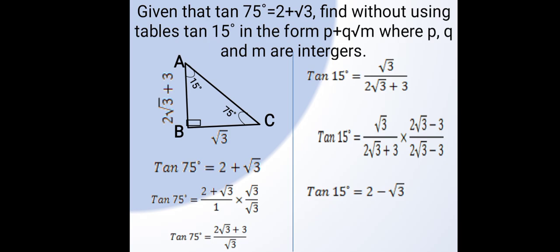Now tan 75 degrees is gotten by taking the opposite side over the adjacent side. Now if tan 75 is equal to 2 plus the square root of 3, it means that the opposite side is 2 plus the square root of 3. Now the adjacent side must be 1.